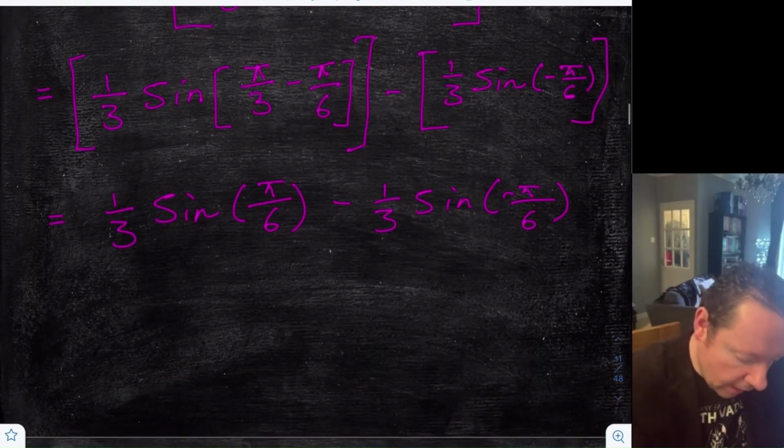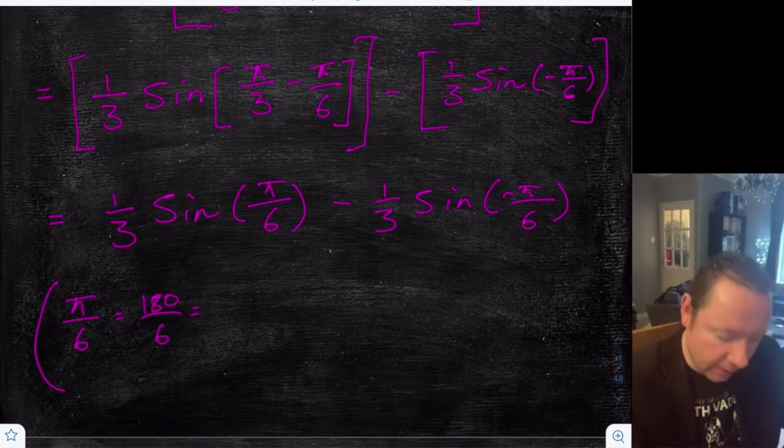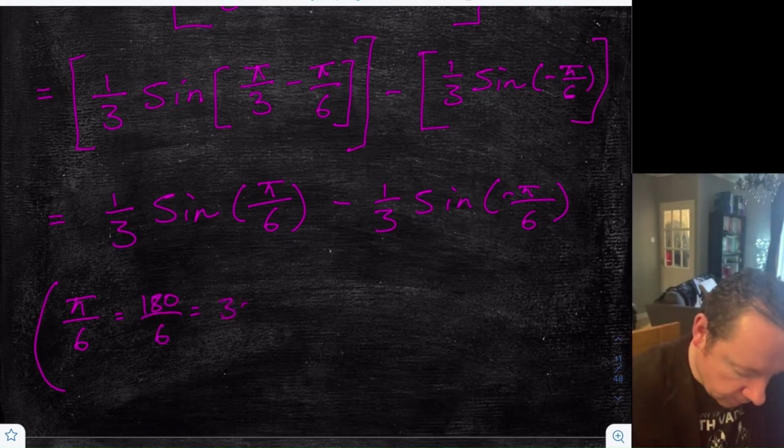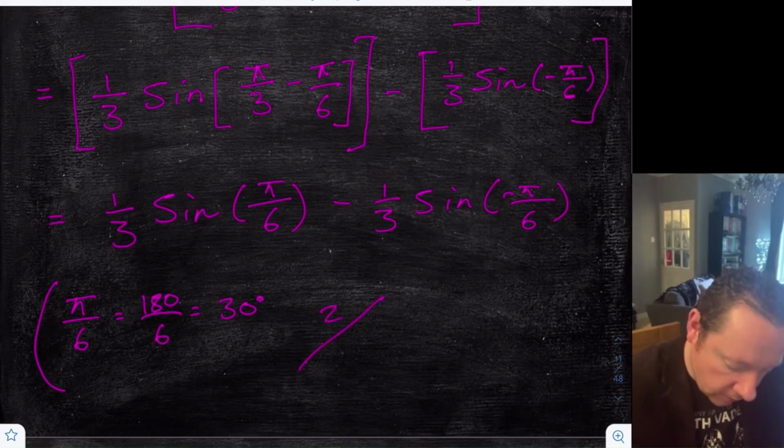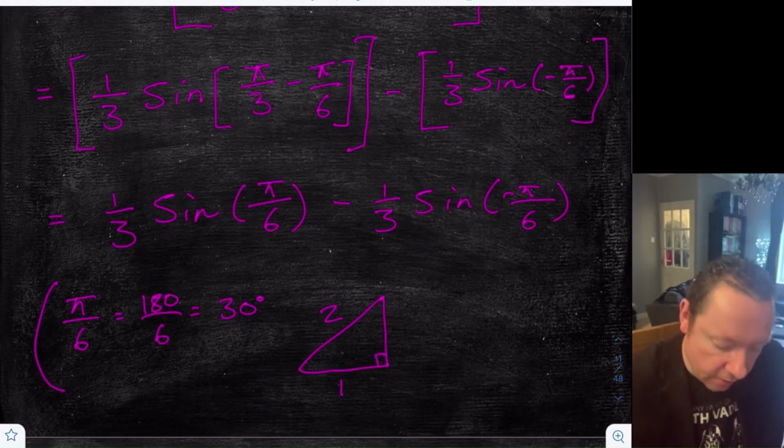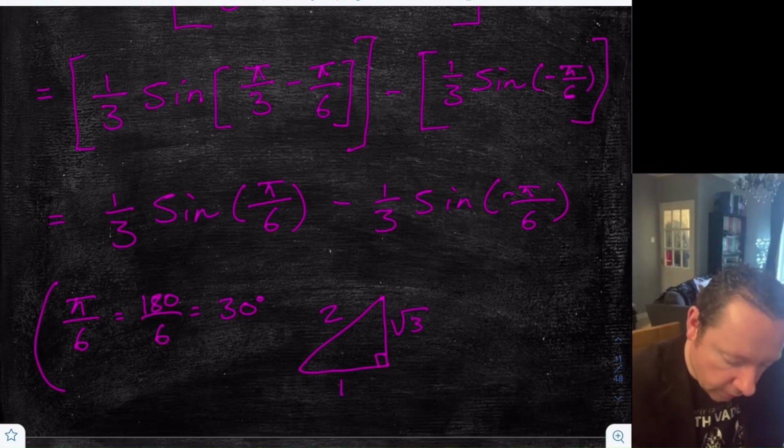So if you're thinking in degrees, pi over 6 is the same as 180 over 6, which is 30 degrees. So exact value triangles is how I always think of this. So if I got myself a triangle with 2 on this side, 1 on that side, then by Pythagoras, 2 2s is 4, minus 1 is 3, that is root 3. Now that was 60, so that one's 30.